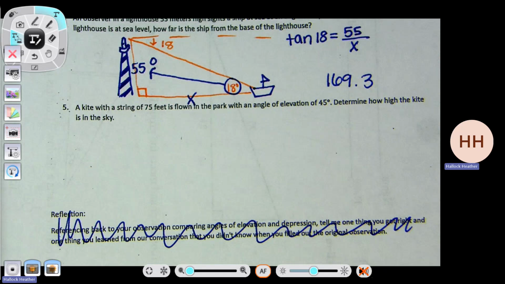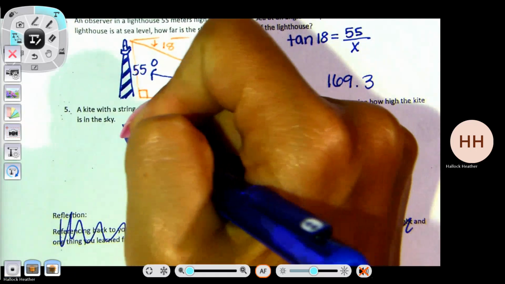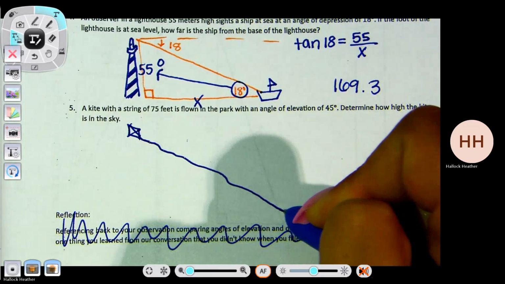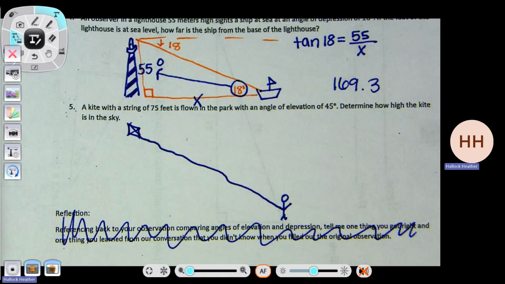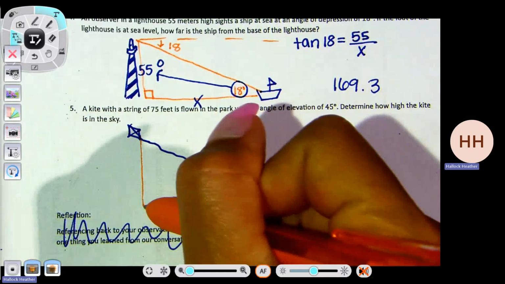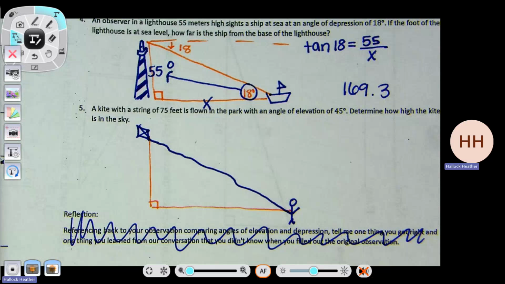So when in doubt, draw it out. So angle of elevation. With the string, I got it. Would the string be the long side? Because when you fly a kite, it doesn't go straight above you, it goes off to the side.